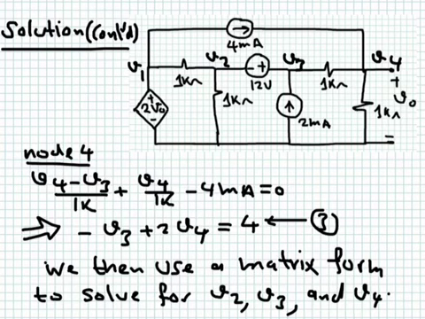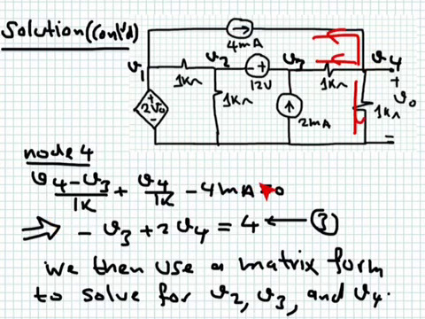Okay, node number 4 is a benign node because it's not connected to any voltage sources, so we can simply say the sum of all currents flowing out from node number 4 is equal to 0. I have one current flowing out here, a second current flowing out here, a third current flowing out here. This one here is minus 4 milliampere. This one here is V4 minus V3 over 1K. This one here is V4 over 1K. So V4 over 1K plus V4 minus V3 over 1K minus 4 milliampere is equal to 0.